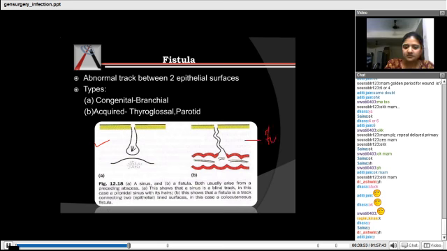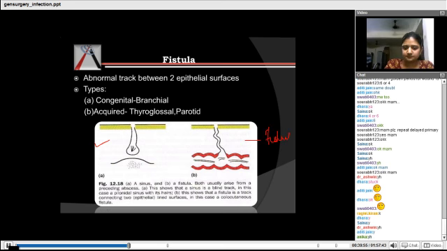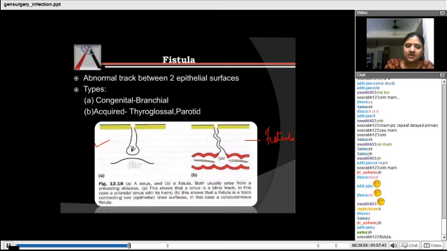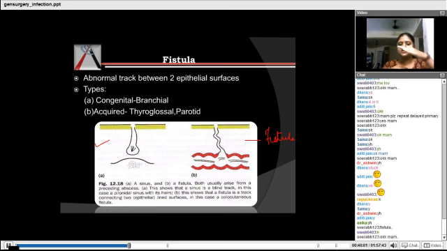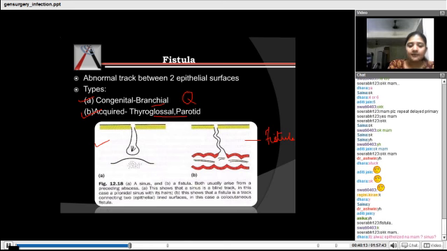Diagram B is a fistula. A fistula is when there are two epithelial surfaces and it establishes an abnormal communication between them. A fistula again can be of two types. It can be congenital or it can be acquired. Congenital means branchial. Examples again, a very important MCQ. Acquired is thyroglossal and parotid.